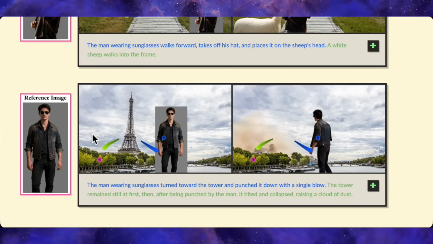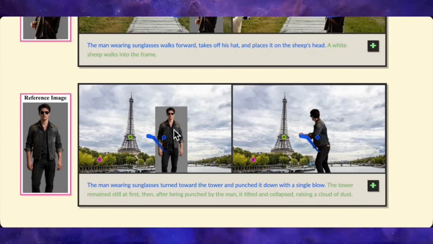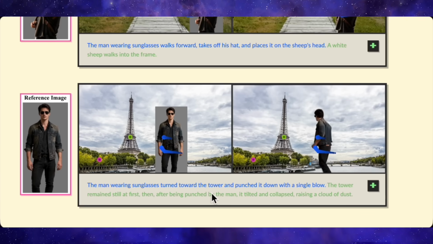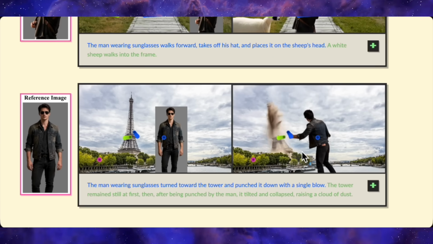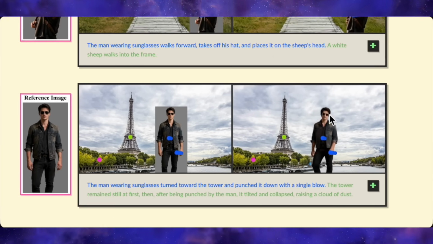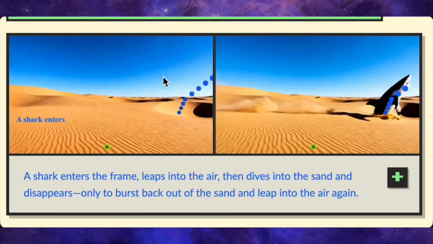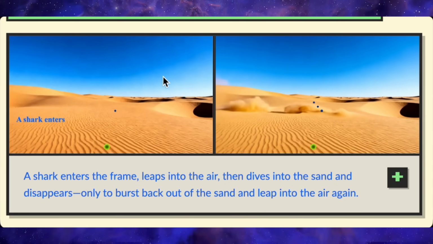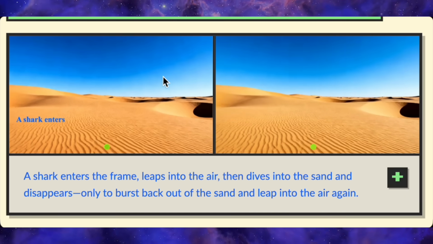There's a funny example where a boy is pasted onto a background of the Eiffel Tower. You draw a path for a punch, and he hits the tower, making it collapse. It's not always perfect, but it lets you create impossible scenarios. We even see a shark emerging from desert sand as if it were water, moving with perfect fluid dynamics, all because the user drew the path and set the scene.